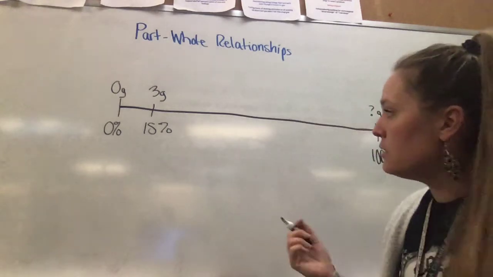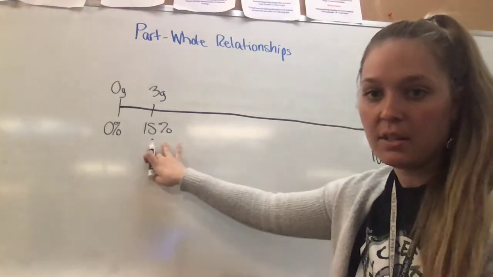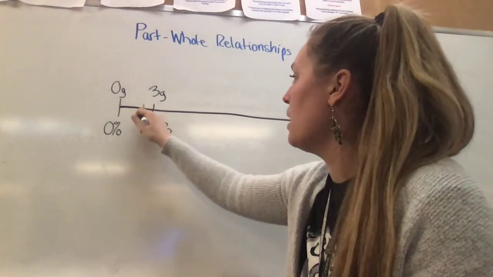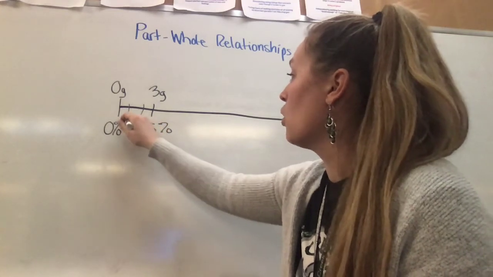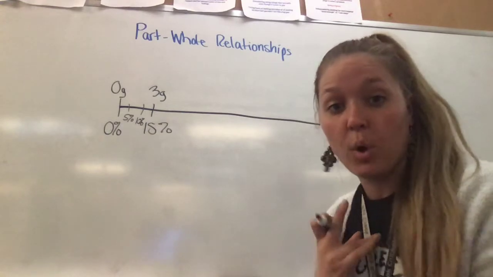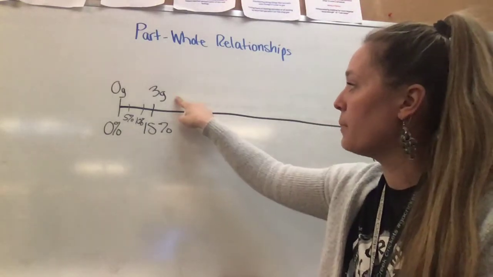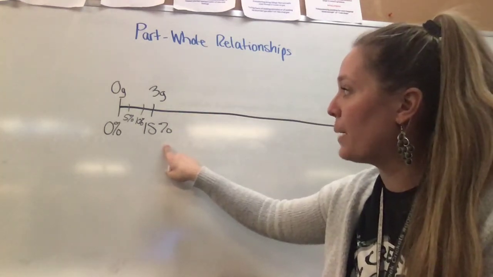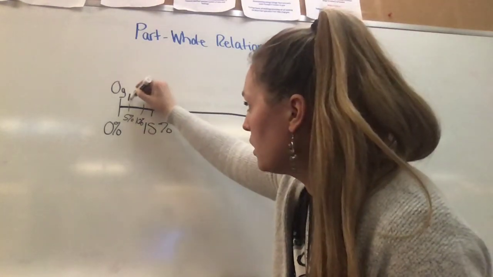So let's say if we know 15% is 3 grams, maybe I want to break this up and figure out what 10% is or what 5% is, because I know I can get to 100% using both 5% and 10%. So if 3 grams is 15%, then how many grams would 5% be? That would be 1 gram.